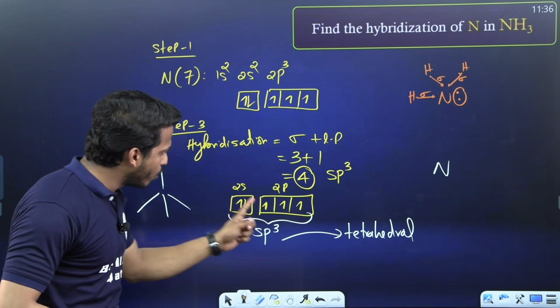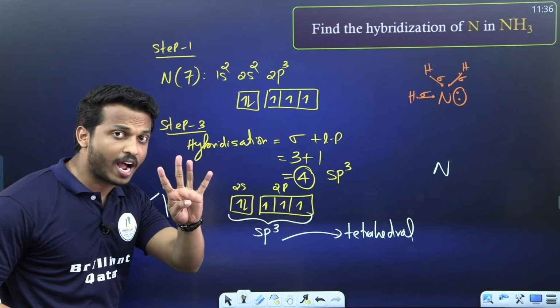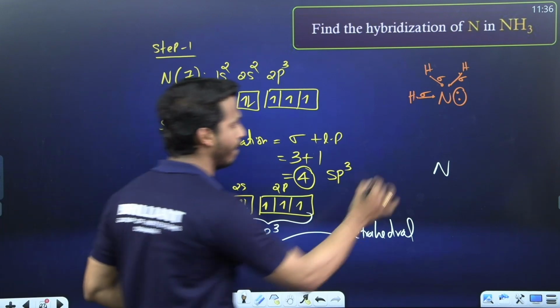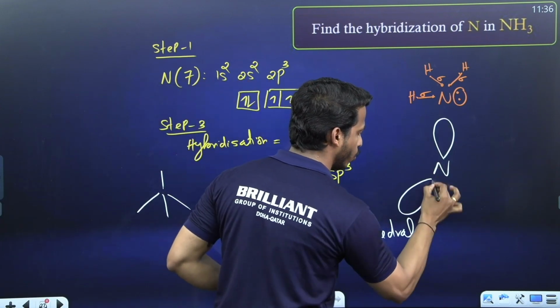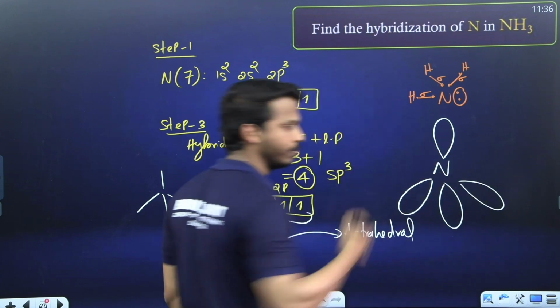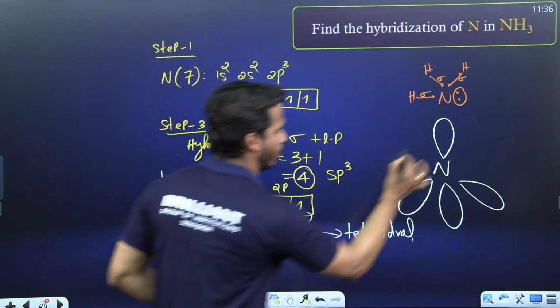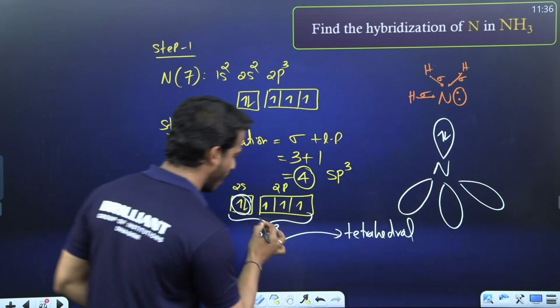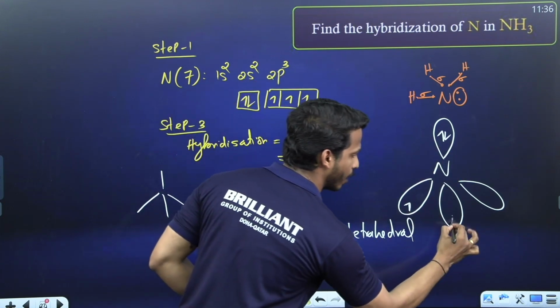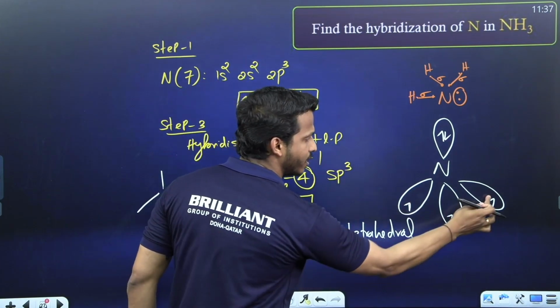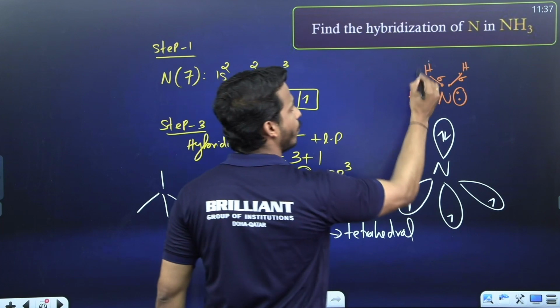You know, 4 atomic orbitals mixed means 4 hybrid orbitals form, right? 4 sp3 form. How to write in tetrahedral? 1, 2, 3 and 4. Correct. One of the orbitals contains 2 electrons. The other 3 orbitals contain 1 electron each. Can you guess what is the use of these 3 orbitals? To form bonds with what?